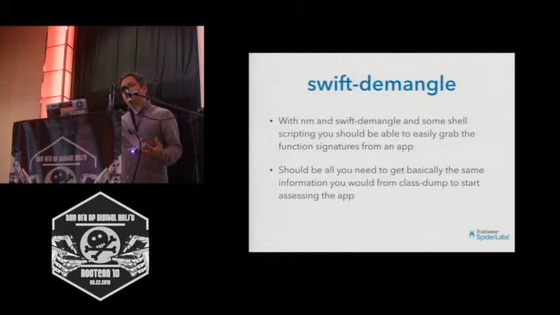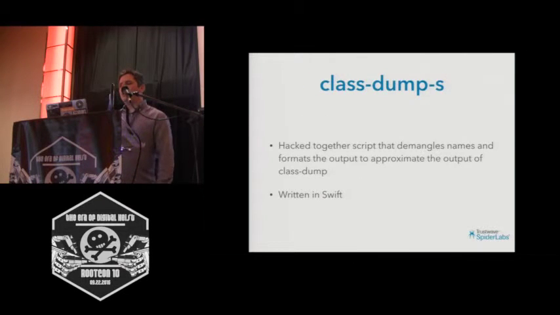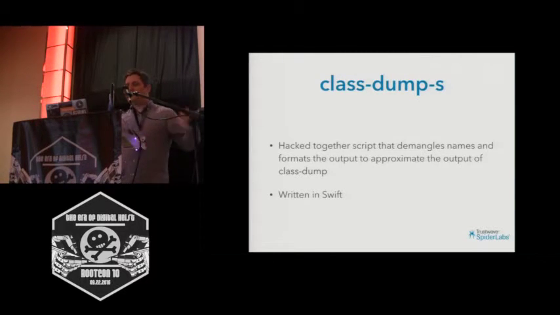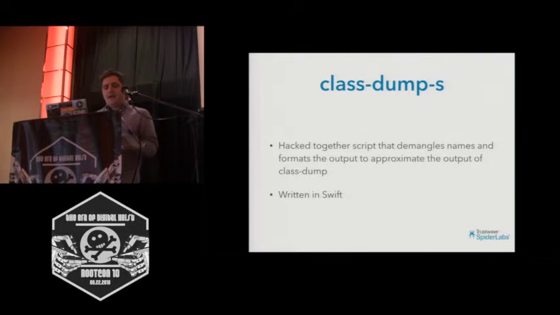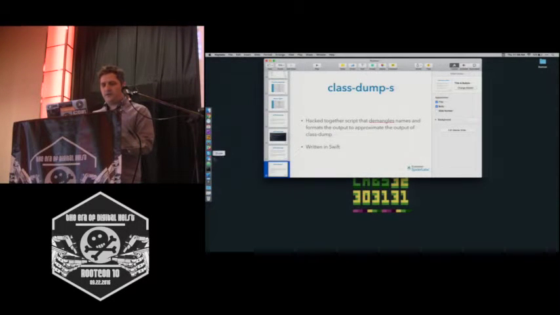So with this, and some basic shell scripting, you should be able to easily grab the function signatures from an app. It should be all you need to get basically the same information that you would from ClassDump to start assessing the app. But the obvious issue with that is it doesn't really look that nice. It's not formatted in a nice way like ClassDump Z is. So I hacked together a little bit of script that demangles the name and formats the output to approximate the output of ClassDump. And because it's written in Swift, because why not?